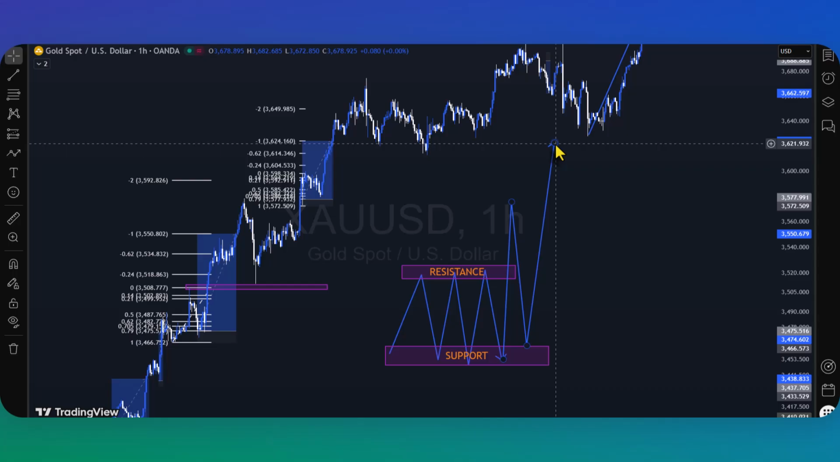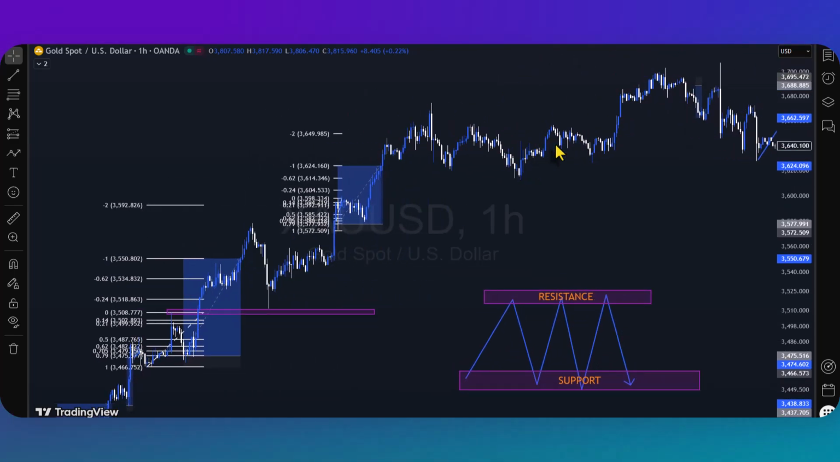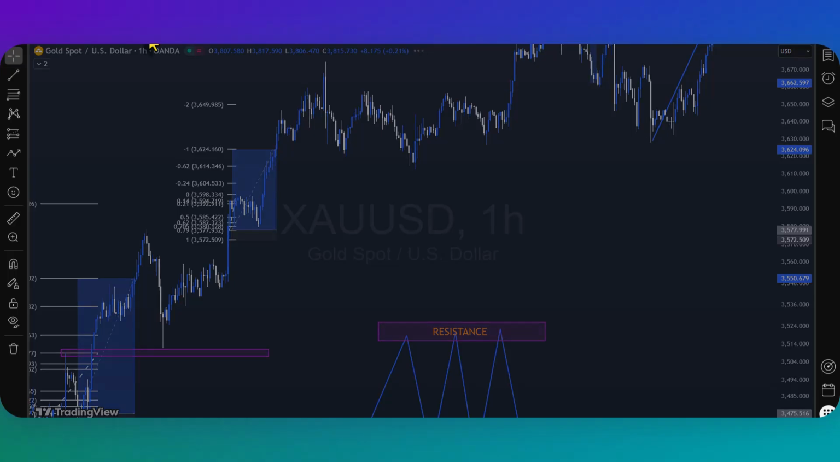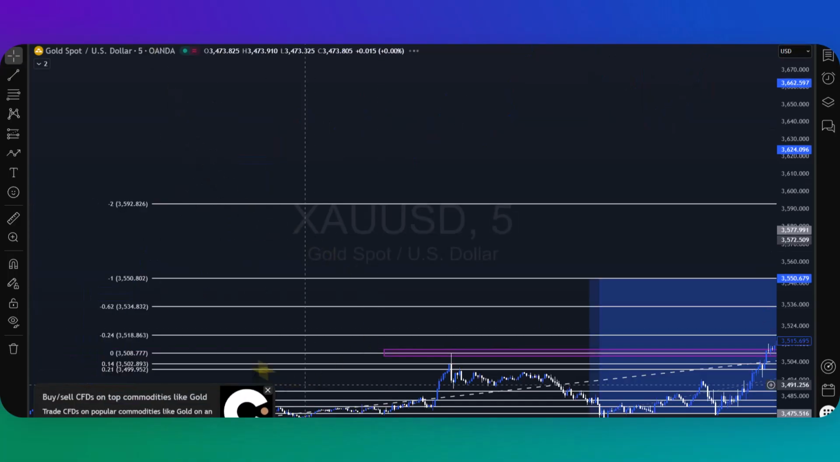So now open any chart of your choice. I'm going to be using gold. Try to look for a zone where price has bounced about 3 times in the past, and just zoom out on any time frame, 1 minute. Okay, I'm going to use 5 minutes here. I'm going to use 5 minutes.